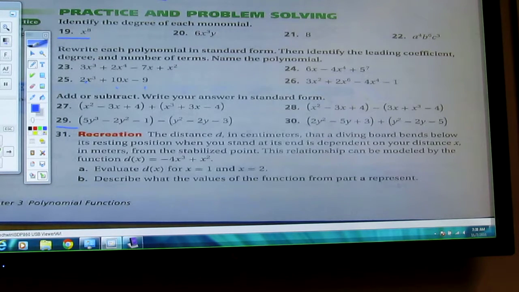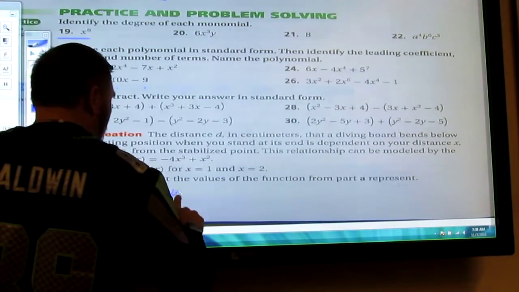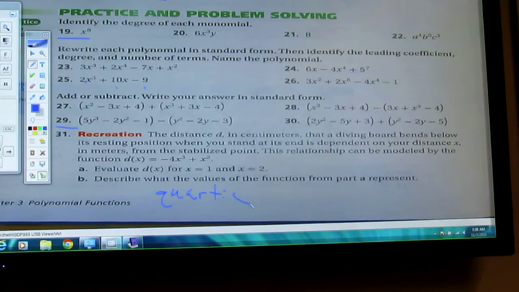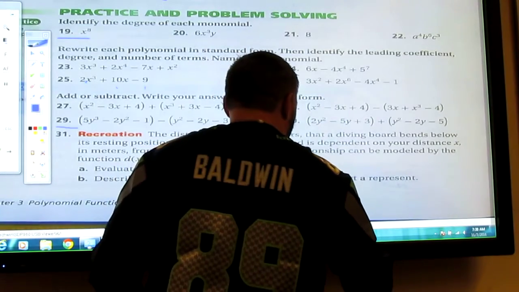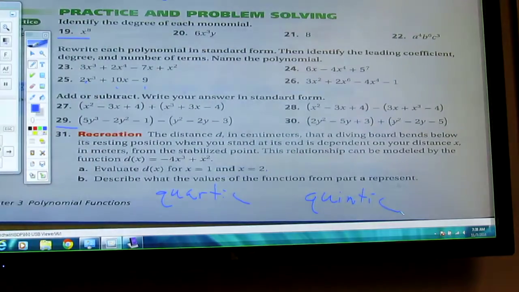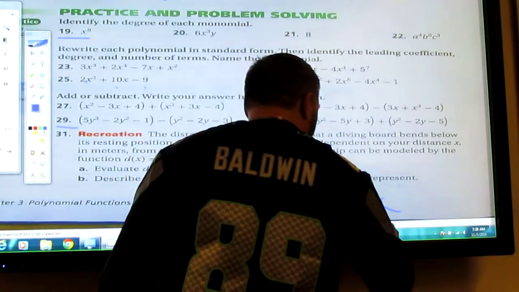Quartic. Quartic is x to the fourth power. Okay? And then quintic. Quin meaning 5. Quintic. It's like the quintuplets. Quintic. Okay? 5. That's x to the 5th. So this is x to the 4th. This is x to the 5th.